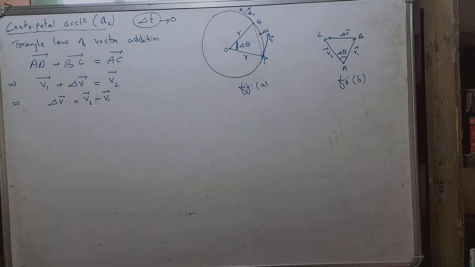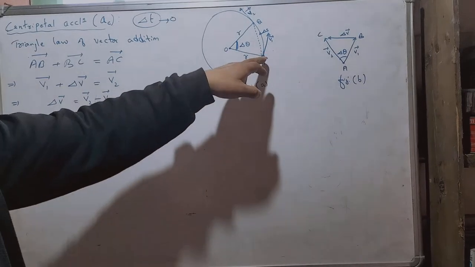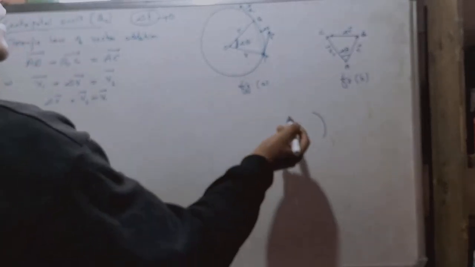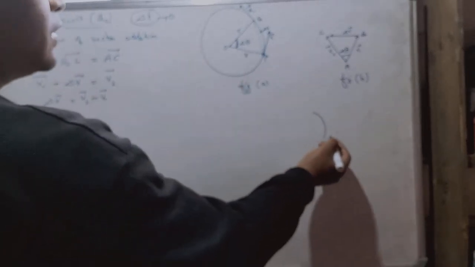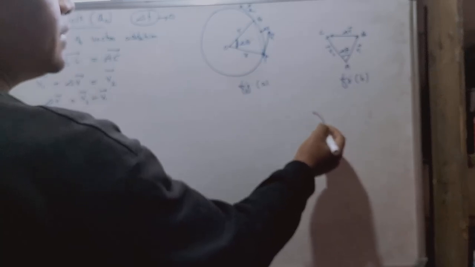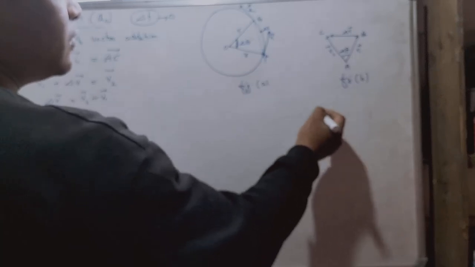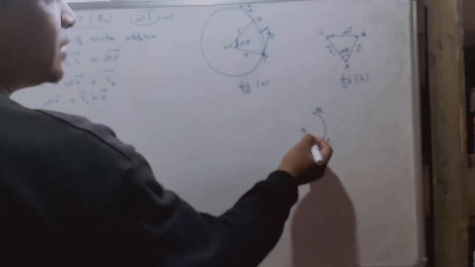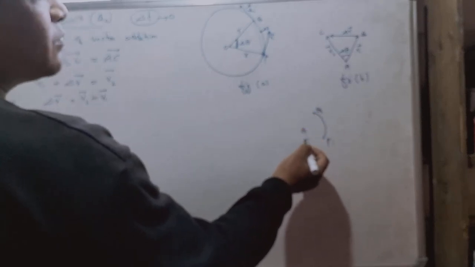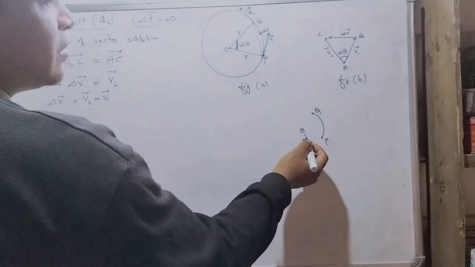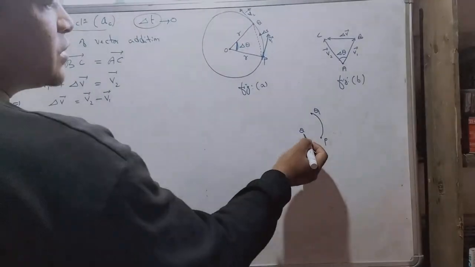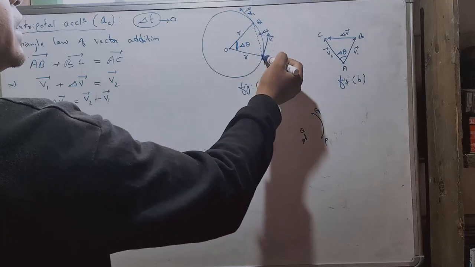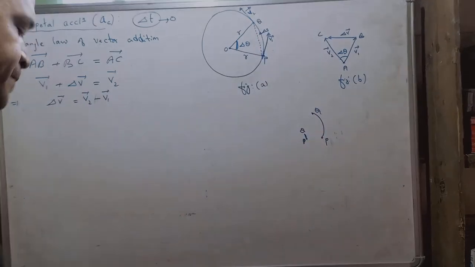Please remember the arc PQ is a curved path. Now, when the time delta t is very small, what happens? If this is point P, then point Q will be here. This is point P, this is point Q. So this curve here behaves like almost a straight line. That means the curve PQ becomes like a chord PQ, like a straight line.